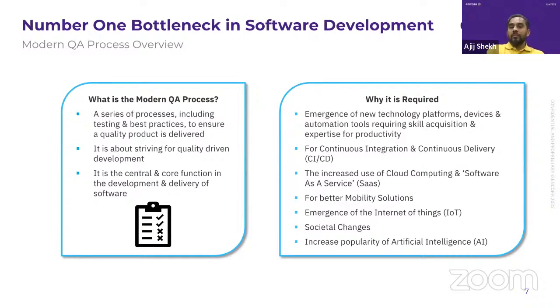That's why it is required. Right now, SaaS service is also important. Cloud computing. You should also have knowledge about some cloud computing and SaaS services. This is the required portion for the modern QA process. Mobility solution and the IoT. Right now, the main thing is the IoT is very important for any of the technology.